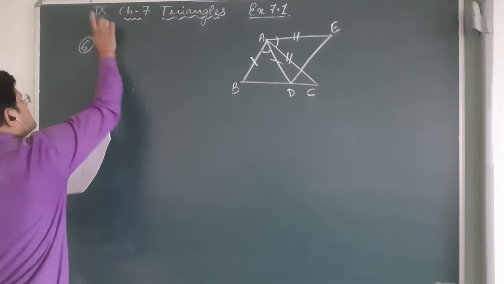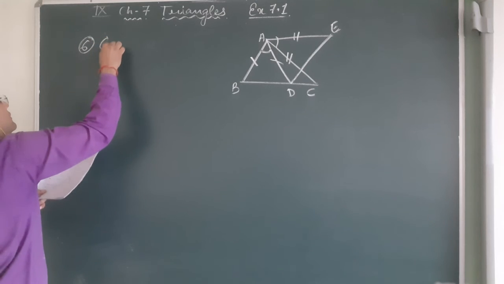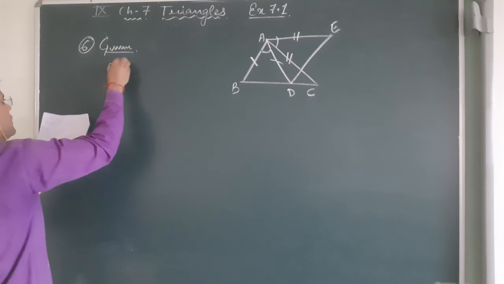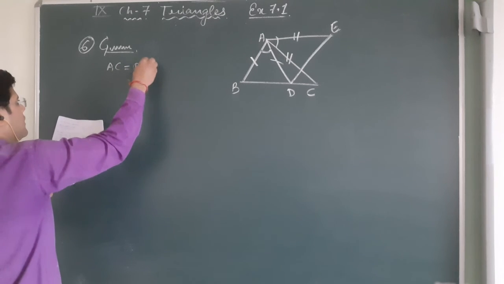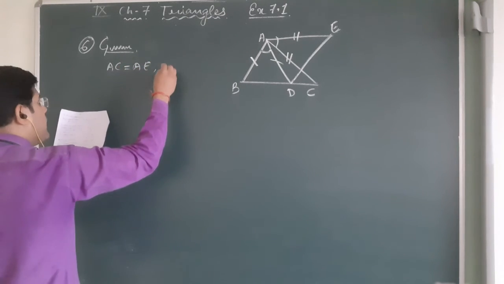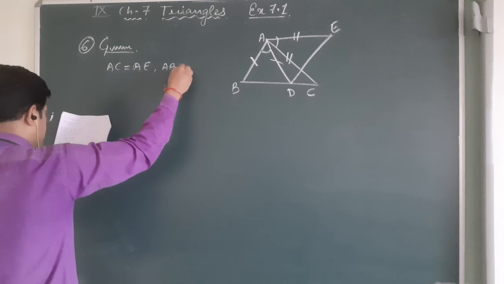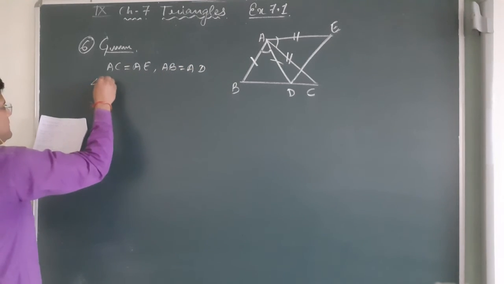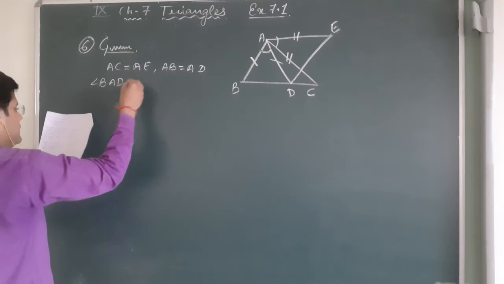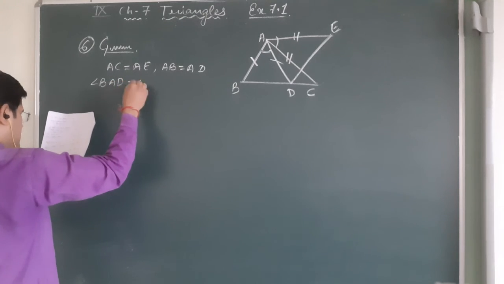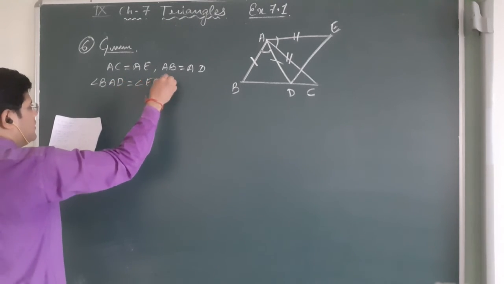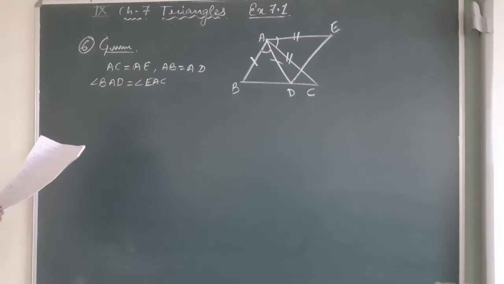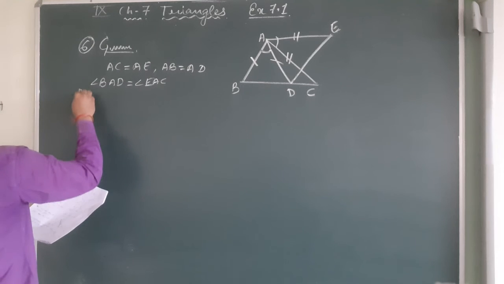Firstly we write the given part. So given: AC equal to AE. Second, AB equal to AD. And the third, angle BAD, not BAC, equal to angle EAC. BAD equal to EAC. Now show.